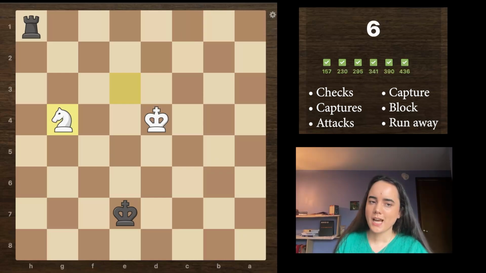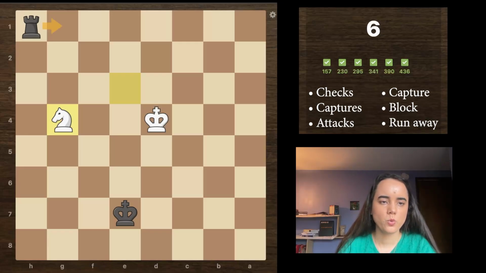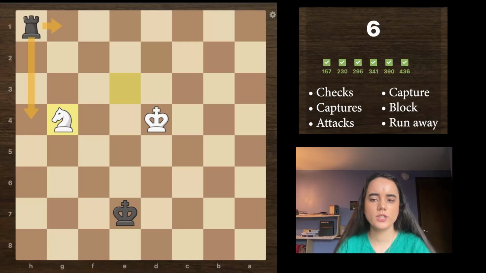Okay, so checks. Next is captures. Can we capture anything? No. And finally, it's attacks. Can we attack something? Yes, we can attack the knight. So we can go here or here. So let's look at both those options. So we go here.